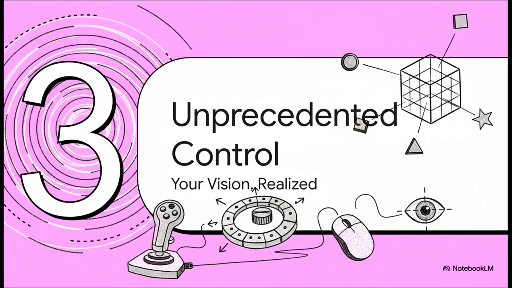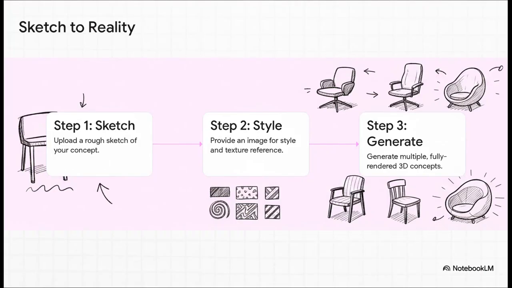But what about control? Well, this next set of features is all about giving you, the creator, precise command over every single element of the image. And here's where it gets really powerful for creators. You can now upload a super basic sketch, like look at this simple drawing of a chair, give it a reference image for style, and bam, Nano Banana Pro transforms it into multiple fully rendered 3D concepts. For product designers and 3D artists, this is just a massive speed boost.